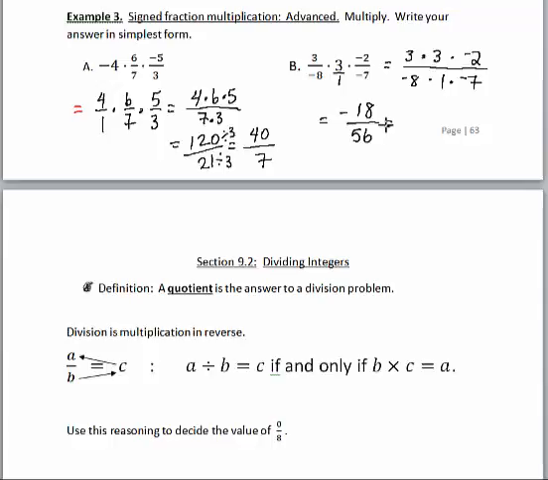At the moment I can only think of 2 as a common divisor for the numerator and denominator. And so 18 divided by 2 is 9, and I keep the negative with the numerator, and 56 divided by 2 is 28. And 9 over 28 cannot be reduced any further. So 3 over negative 8 times 3 times the negative 2 over negative 7 gives us the product negative 9 over 28.